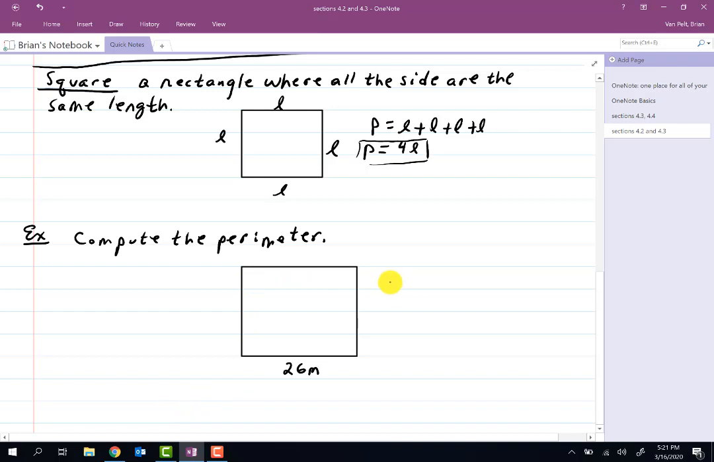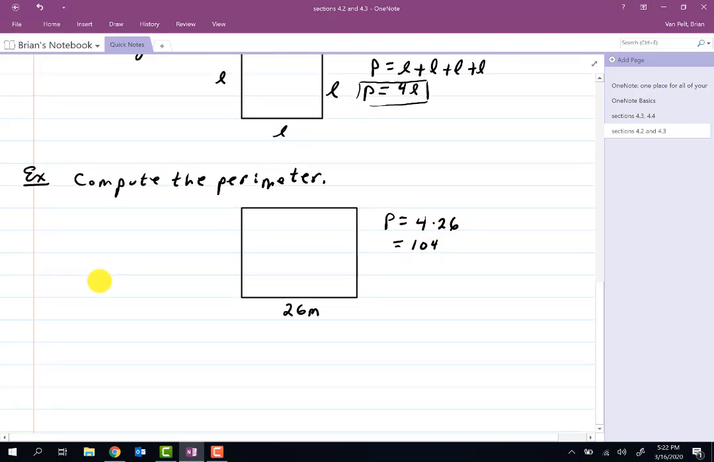So the perimeter is going to be 4 times 26, which is 104. But remember, when you actually write your answer, to put the units in there. So in this case, the units are measured in meters, so we have 104 meters for the length around that figure.